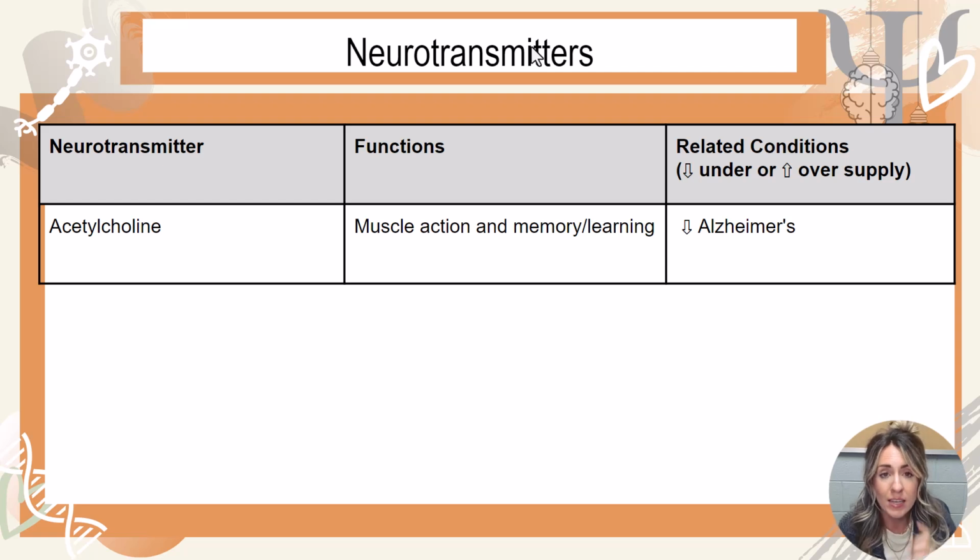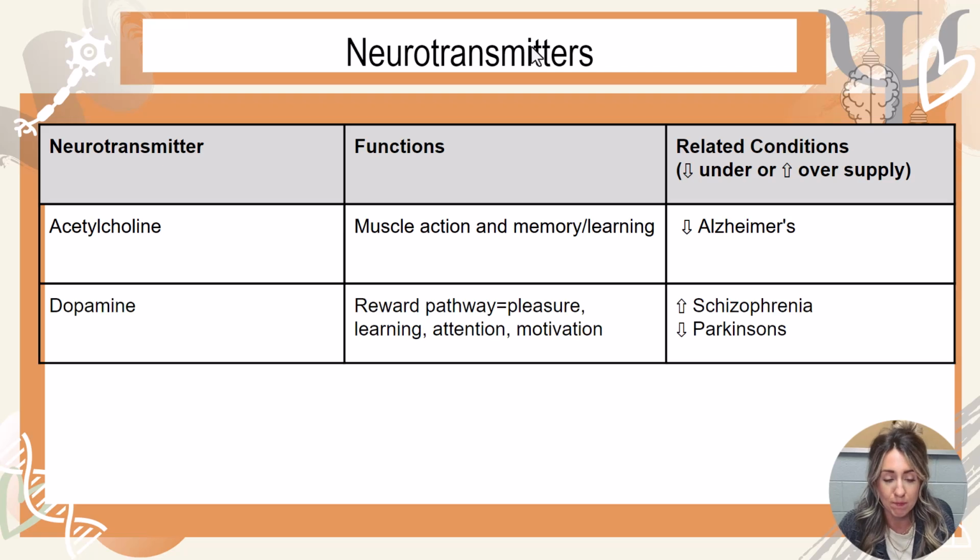In this case, if you have an undersupply of acetylcholine, particularly in the neurons that receive acetylcholine, that is connected to Alzheimer's. Now, it's not like if you have a lack of acetylcholine, you get Alzheimer's, right? Nothing is that simplistic, but these are the connections that we've found while researching the nervous system.